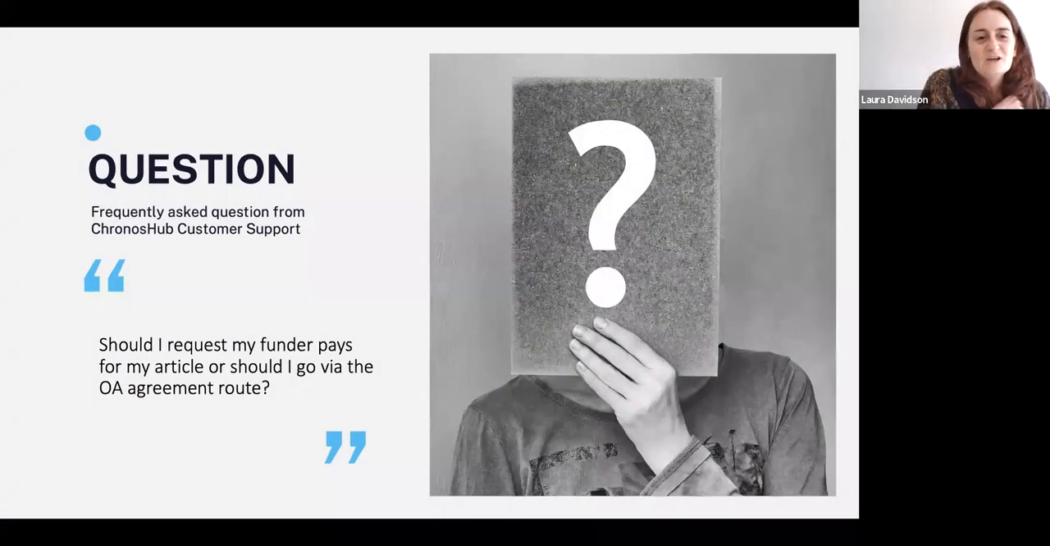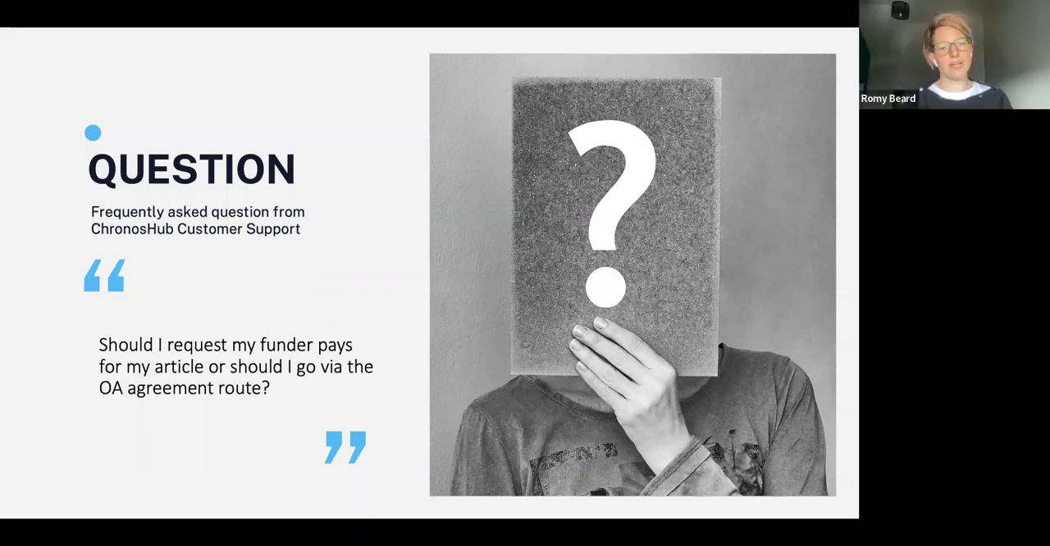Yeah. So this kind of nicely leads on from what we've just been saying. We've had a question: should I request my funder pays for my article, or should I go by the open access agreement route?